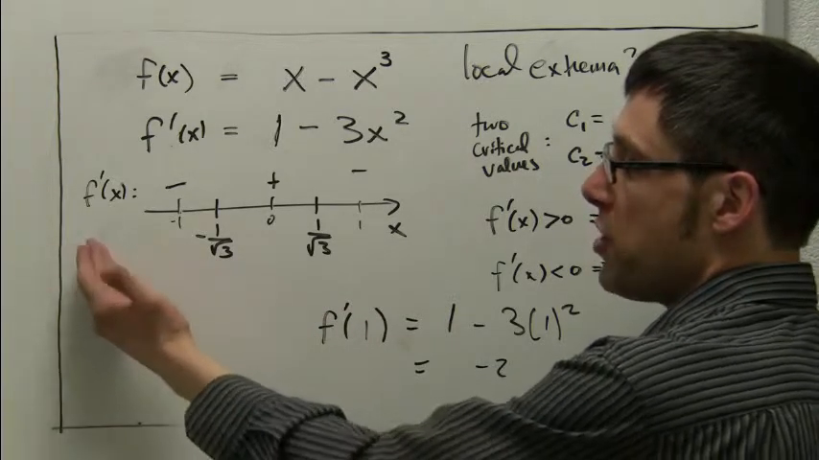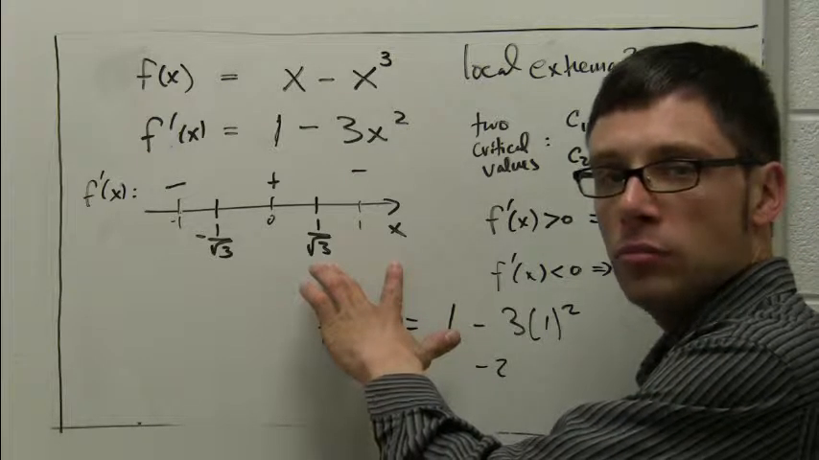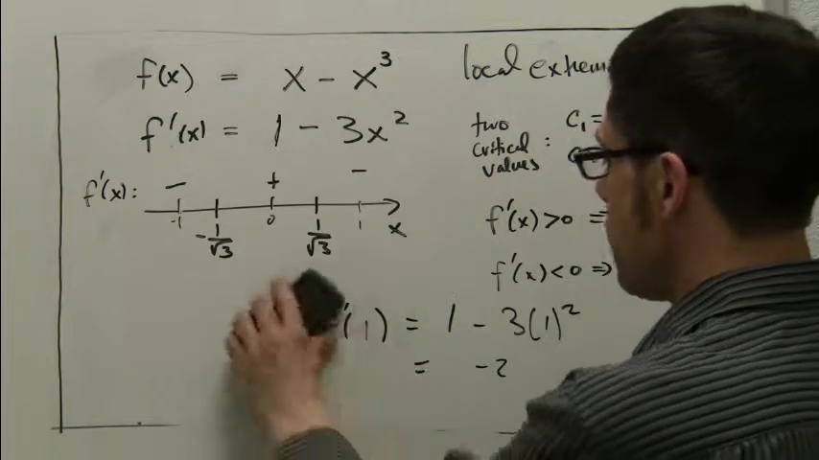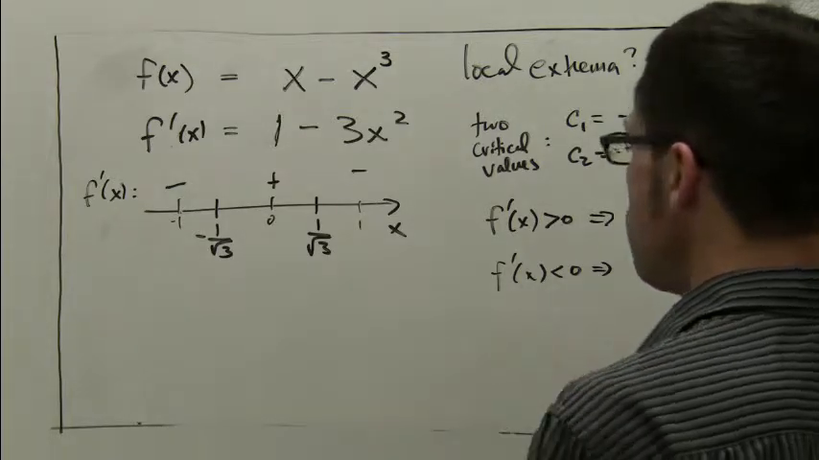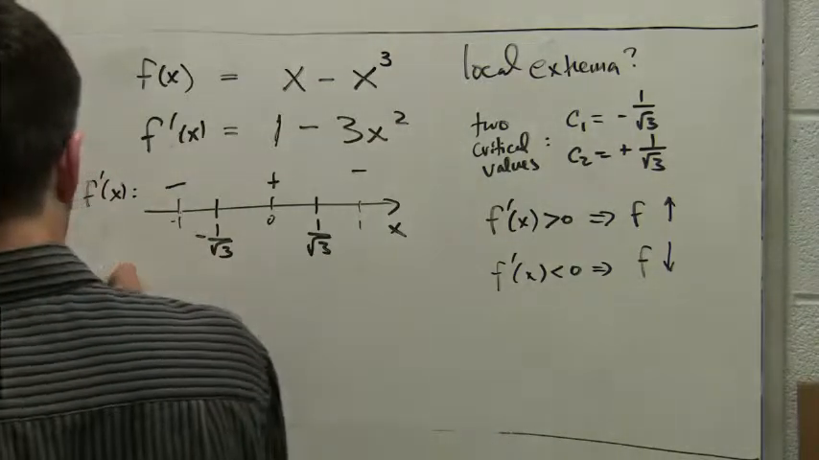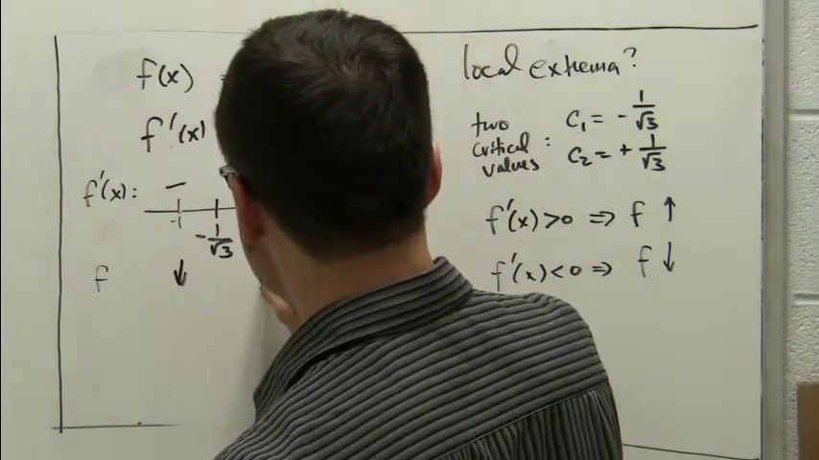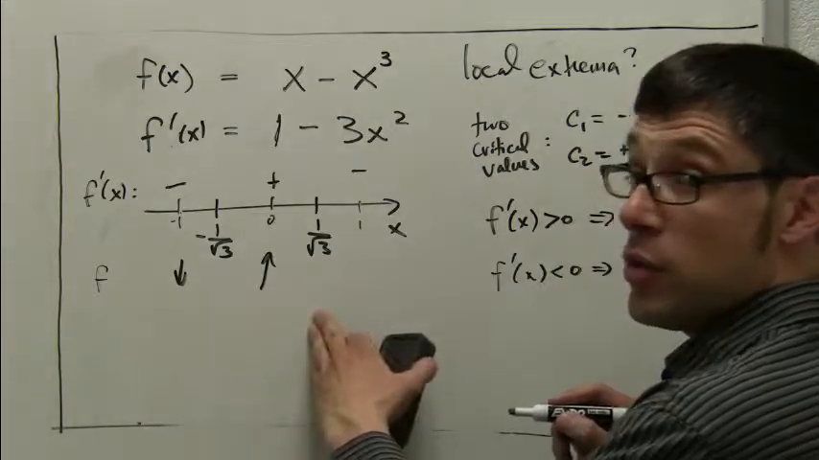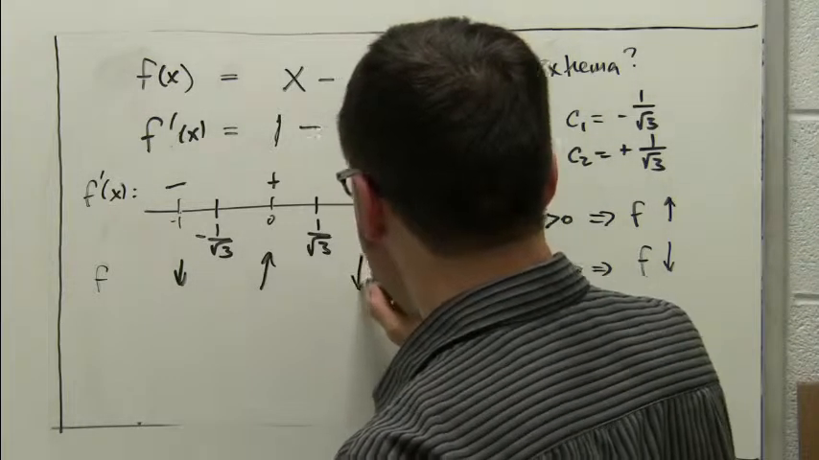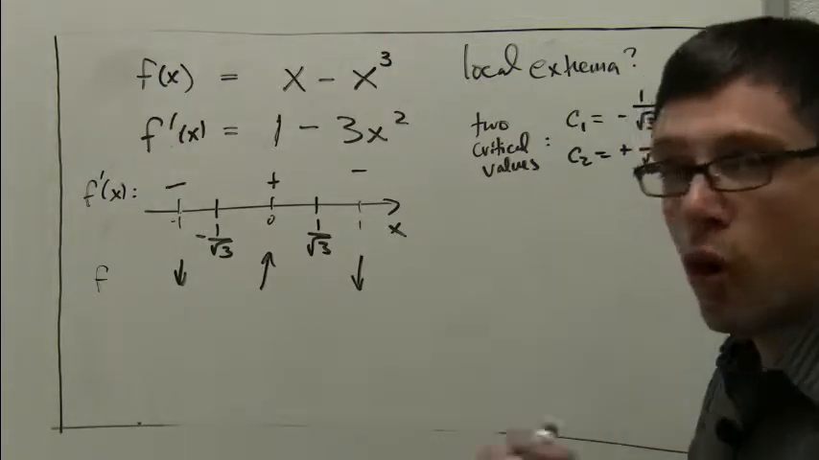Before this critical value, in between these two critical values, and after this critical value. Okay, that's the nice thing. It's a very powerful tool. And now, since I know this is true, I know that the function is going down over in this region. The function is going up in this region for all x values. And the function is again going down for all x values over here. Okay? So I could write this more clearly as this.